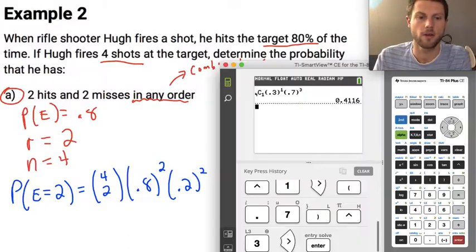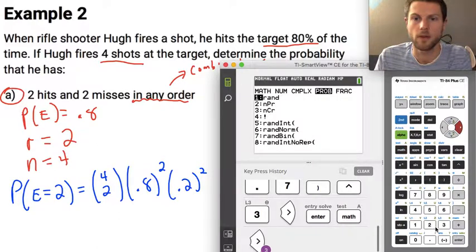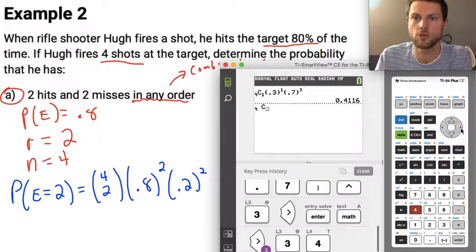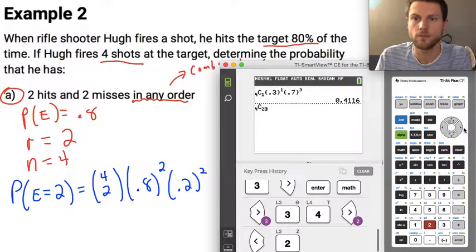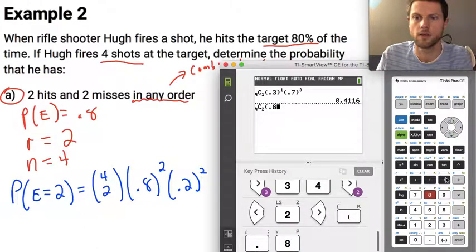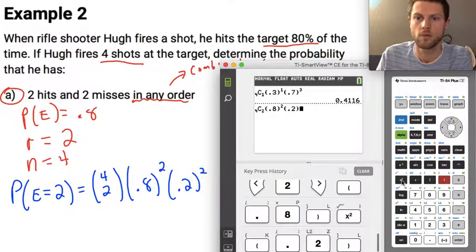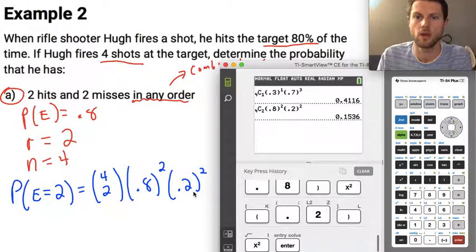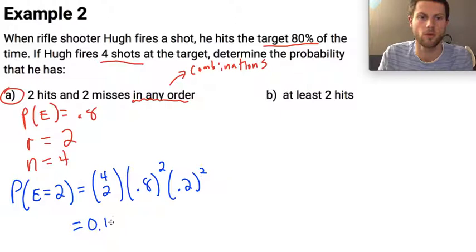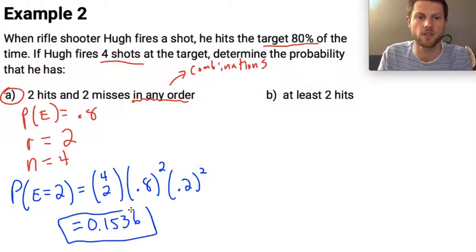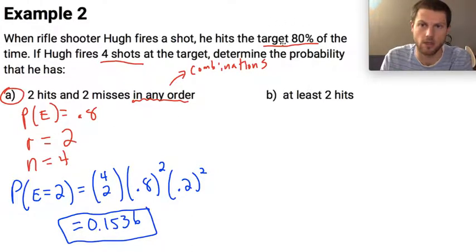So let's type that into the calculator. Let me go to math, probability, so 4 choose 2, times 0.8 squared times 0.2 squared. And that comes out to be 0.1536. So that's the probability of this situation occurring, where Hugh hits it twice and misses it twice, in any order. So he's got about a 15.4% chance of that occurring, even though he hits the target 80% of the time.